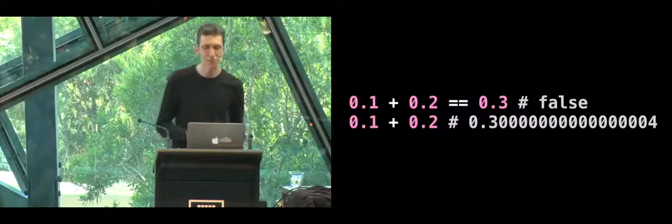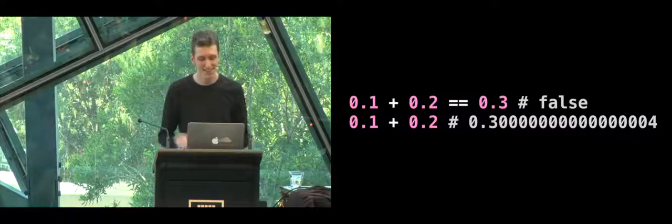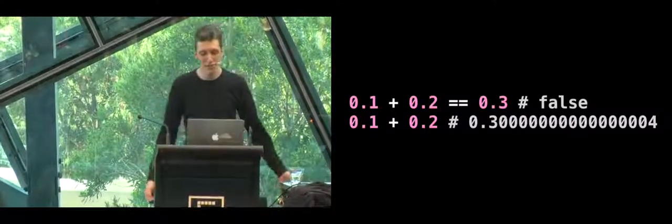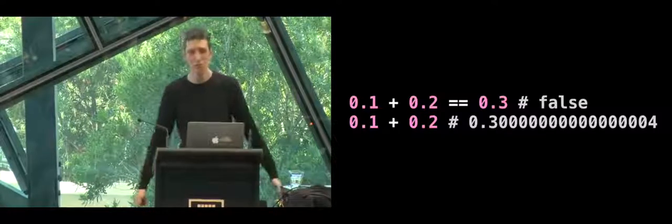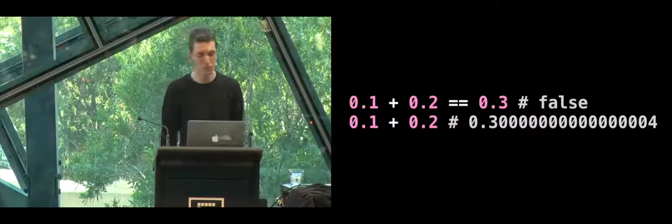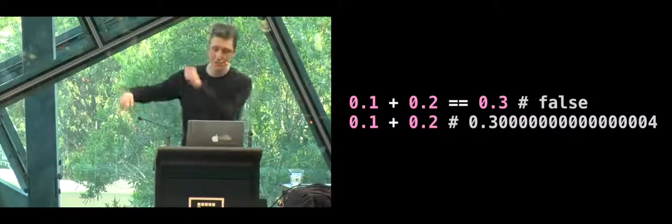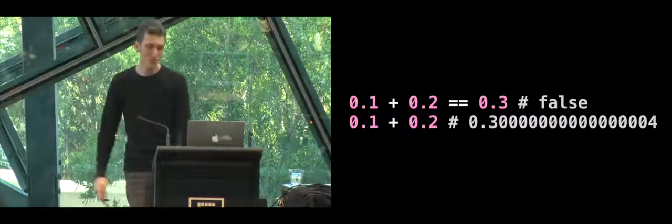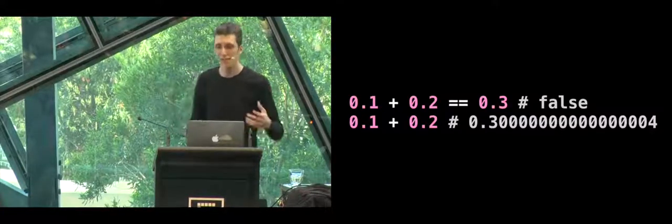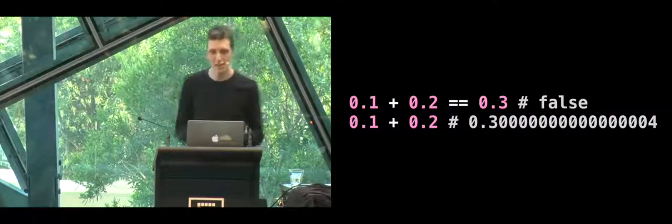For those who are not so familiar with the suckitude of floats, this is why they suck. So 0.1 plus 0.2 equals 0.3. That seems reasonable, but it's totally false. Why is it false? Because 0.1 plus 0.2 equals 0.300000004. And you would think computers in this day and age would be smart enough to figure this out, but they're not.